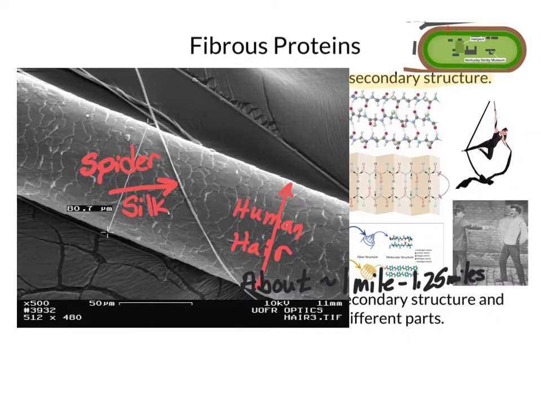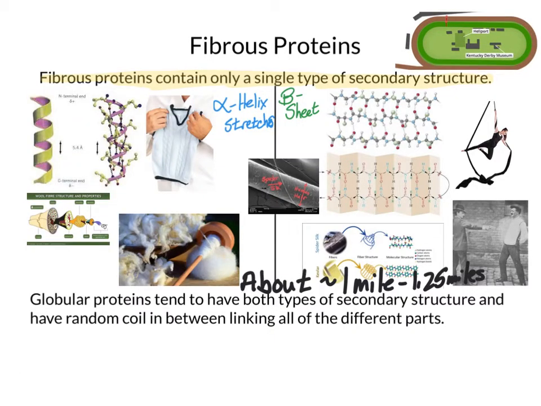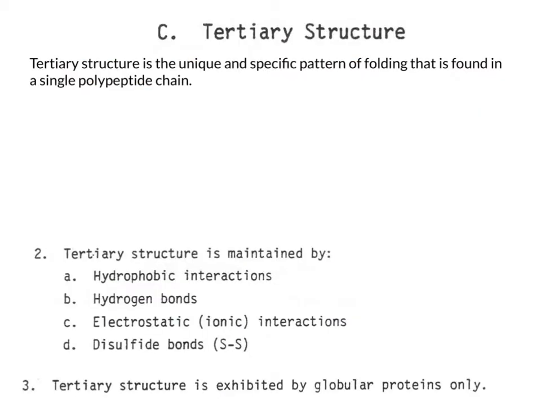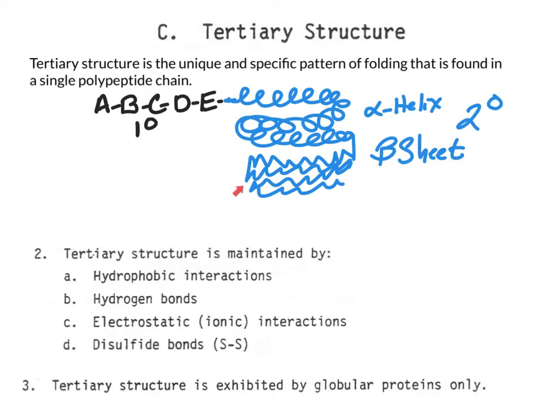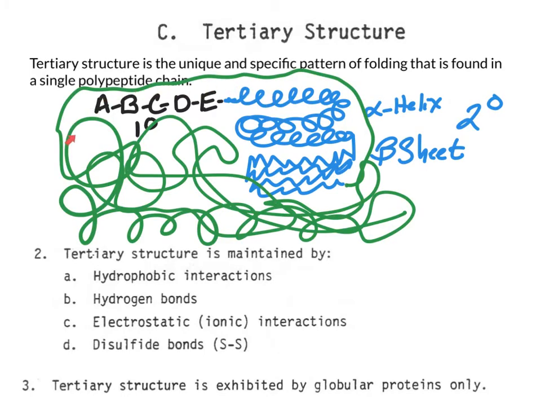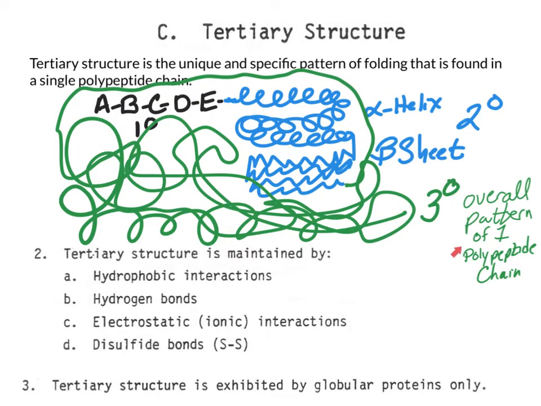While fibrous proteins have only primary and secondary structure, globular proteins have a combination of primary, secondary, tertiary, and oftentimes quaternary structure. Primary structure was the order of the amino acids. Secondary structure had some very specific patterns like the alpha helix and the beta sheet. Tertiary structure, our third level of structure, is the unique and specific pattern of folding that is found in a single polypeptide chain. So the overall shape of that polypeptide chain will be called its tertiary structure.